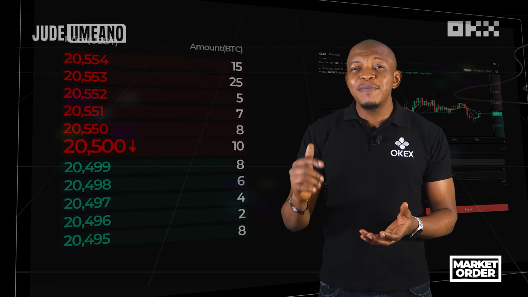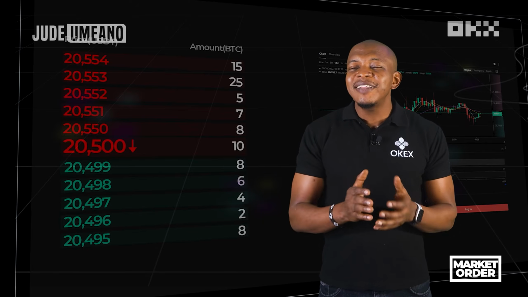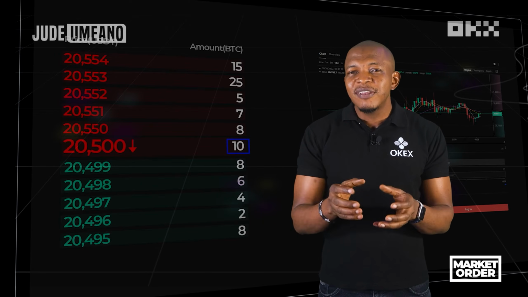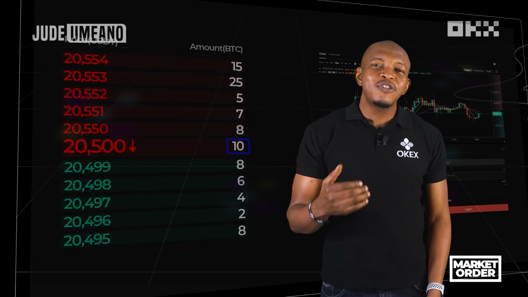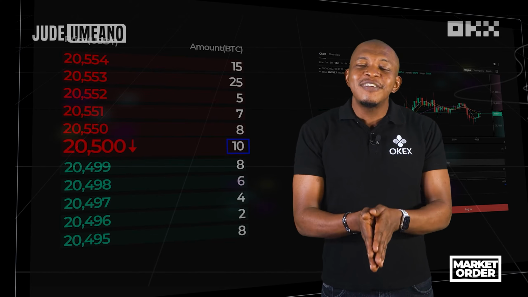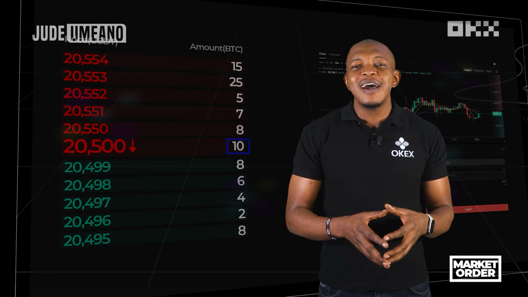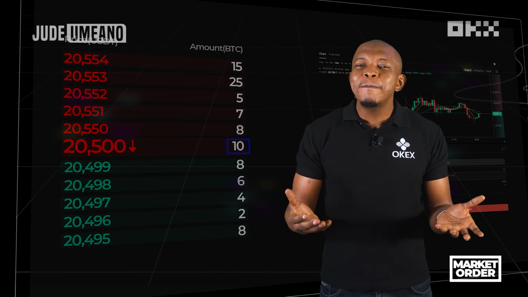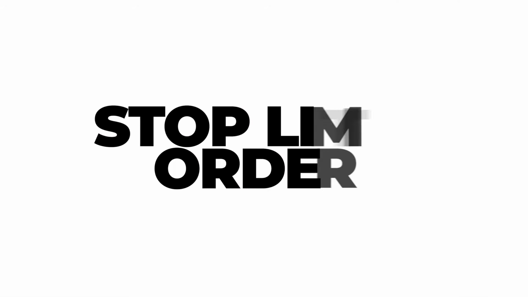If I had used the limit order, it would buy 10 BTC at 20,500 and wait for someone to come and sell the remaining 15 BTC to me at 20,500, which might not happen immediately.